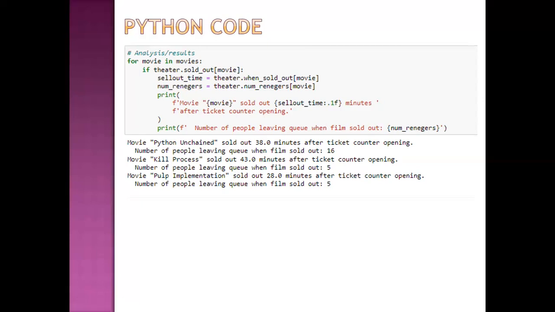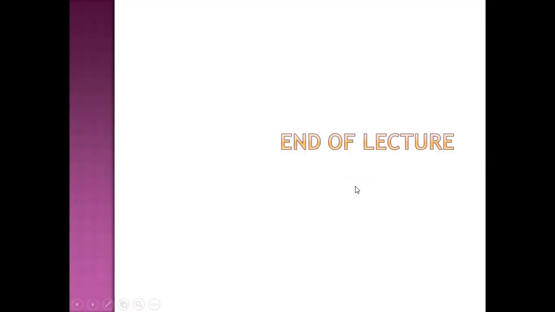For this movie, in 38 minutes the tickets are sold out, and the number of people who leave the queue is 16. For this movie the tickets are sold out in 43 minutes, and the number of people leaving the queue is 5. For this movie we have a sold out situation in 28 minutes, and the number of people leaving the queue is 5. So this is all for today. Thank you very much.